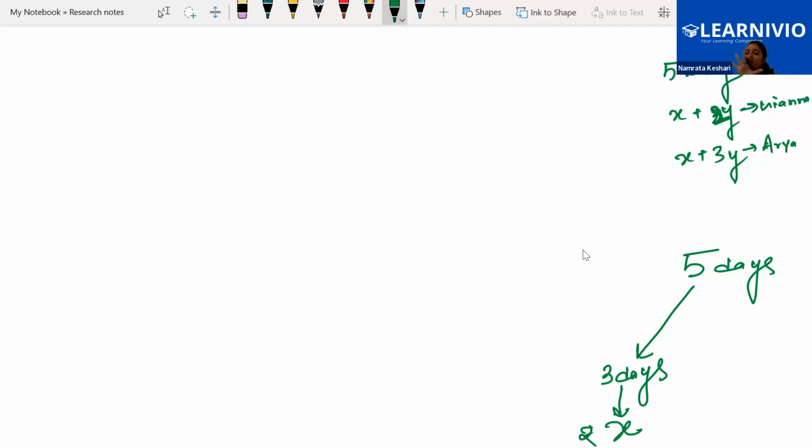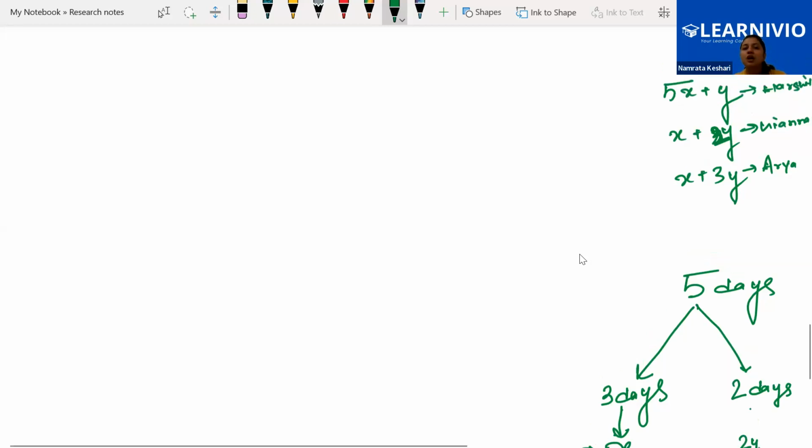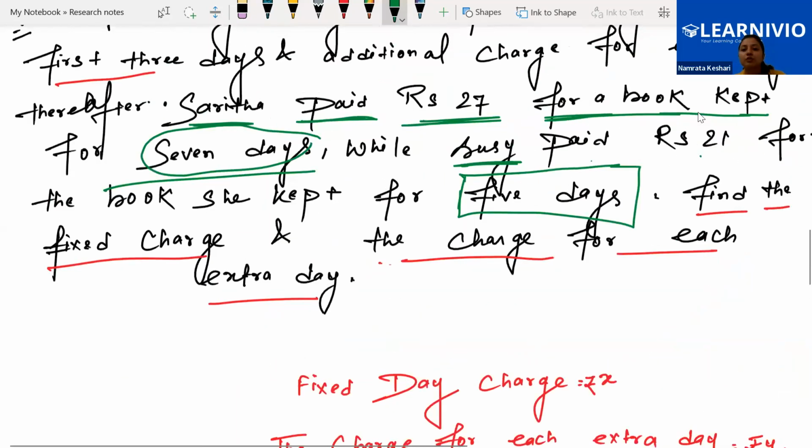From this 5 days, 3 days is a fixed amount. The remaining 2 days, okay, 5 minus 3 is 2. So for the remaining 2 days, they have to pay extra for each day. For each day, the extra amount is y rupees according to our assumption. So for 2 days, it will be 2y. So can we say it will be x plus 2y is equal to the amount given, that is 21 rupees?